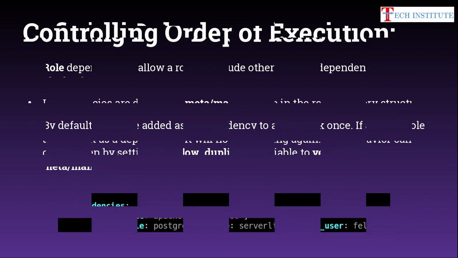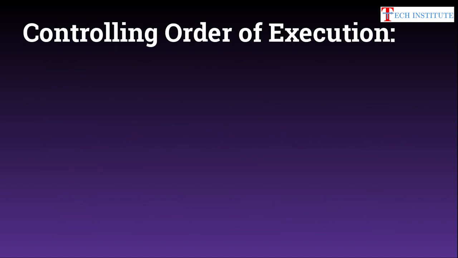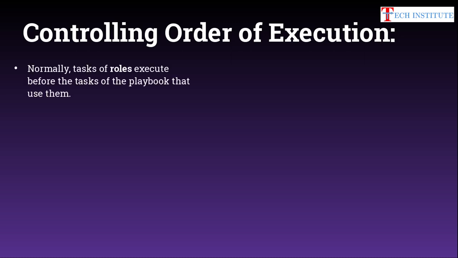Now moving ahead, how can you control the execution order of the role? You need to remember, whenever you put a role inside your playbook, first the role executes, then the rest of the tasks execute, whether you are calling them later or whatever. First it always runs the roles. So how can you change that? That is also possible. Ansible allows you to change that order.